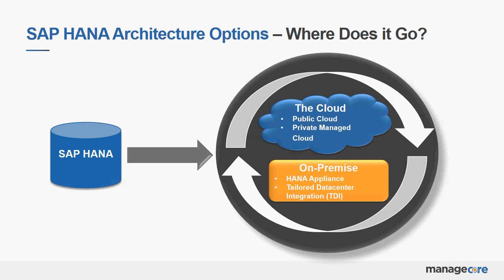So during these architecture discussions, really, where does HANA go? And there's two main areas it could go, really a cloud or on-premise. I know it sounds obvious. However, with the cloud, there are two major options. You're going to either put it in a public cloud or a private managed cloud. And with on-premise, you're going to either do a HANA appliance or a tailored data center integration, or as I'll call it, TDI, going through this slide deck.